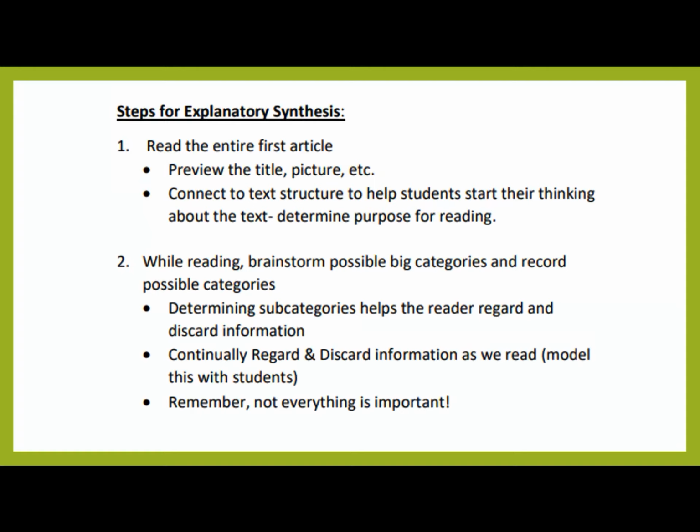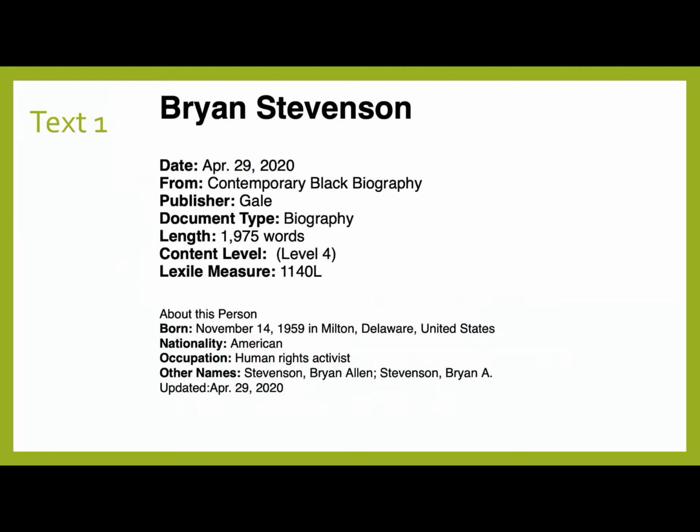So the first thing we're going to do is look at the first article, look at the text structure, look at the pictures, and see what we notice. Our end goal is going to be to create possible categories. The first text is about Bryan Stevenson, from 2020, from Contemporary Black Biography. The publisher is Gale, so it's a database source.